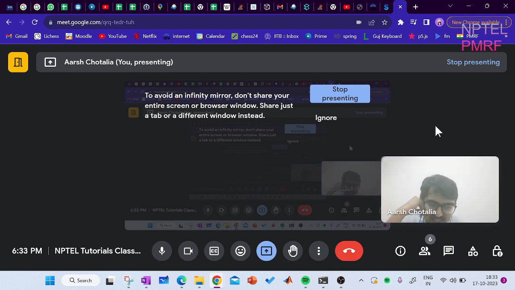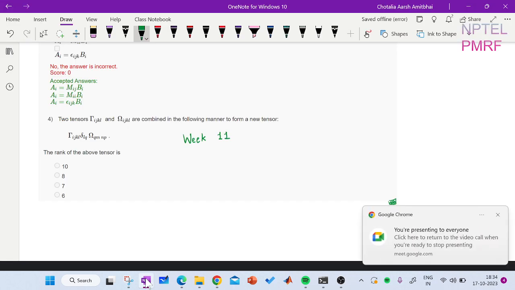Hello, yes, I have one doubt. If the canonical transformation, the Poisson bracket is equal to 1, and suppose P or Q is in that equation, then how do I solve this equation and find the alpha value? Okay, let me go to the problem.